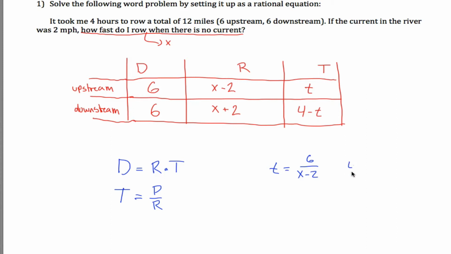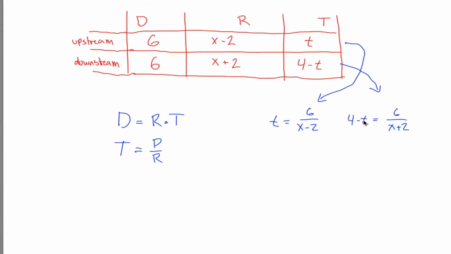Time, 4 minus t, must be equal to distance divided by rate. Now I'm on the bottom row, so I'm talking about x plus 2. Using the top row, I come up with this equation. Using the bottom row, I come up with this equation. This went here and this went here. 2 equations. That seems troublesome, but it turns out we need 2 equations because we have 2 unknowns.